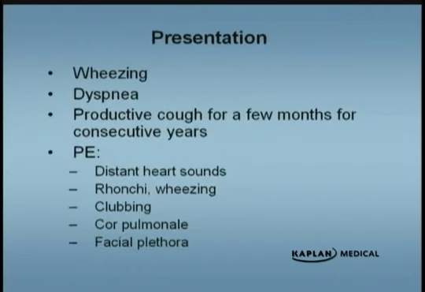So the presentation is straightforward. They have chronic wheezing or intermittent wheezing. They have dyspnea on exertion. This is probably the main complaint that they come to the doctor for, the hospital, and they have a productive cough for a few months for consecutive years. That's the typical chronic bronchitis.